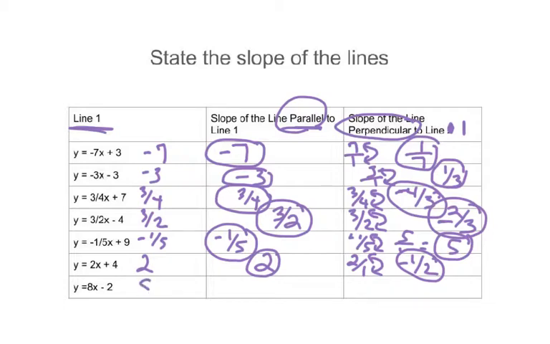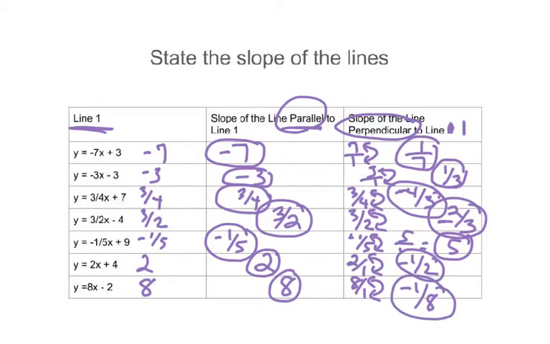And lastly, this slope is 8. So the parallel slope is also 8. To write any whole number as a fraction, I put a 1 underneath. To find the reciprocal, I flip it over and I make sure if that is positive, this one's negative. That's how you will do.